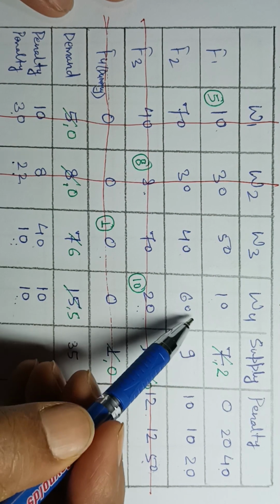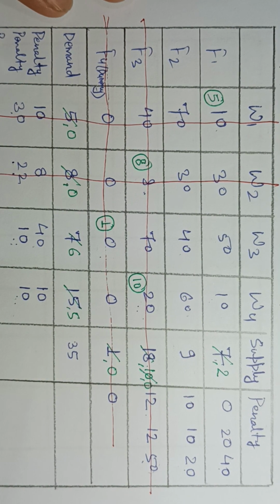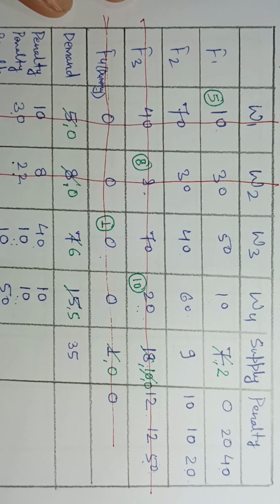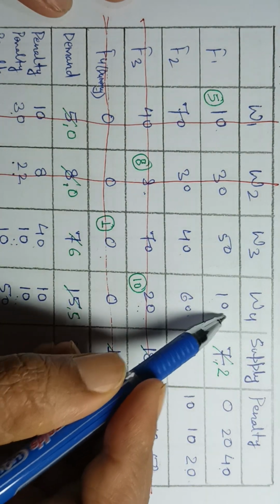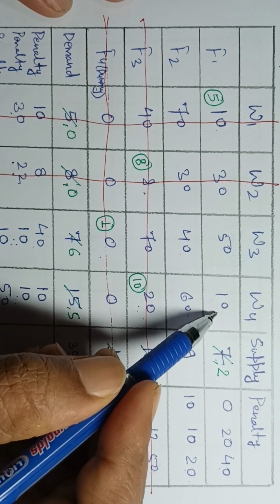For 60 and 10, we will have to calculate a fresh penalty. Here we will see columns third and fourth. So 50 and 40, only two, so the fresh penalty would be 10, and 60 and 10, the fresh penalty will be 50. Out of 10, 50, 40 and 20, the maximum penalty is 50. So here we will check the least cost remaining. Out of these two, 10 is the least cost.